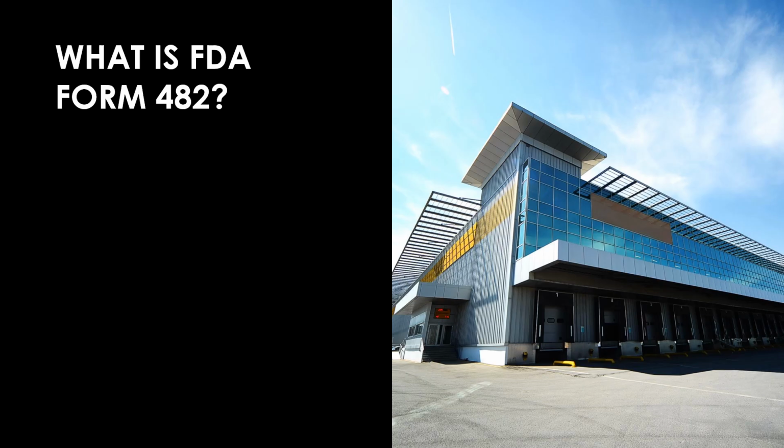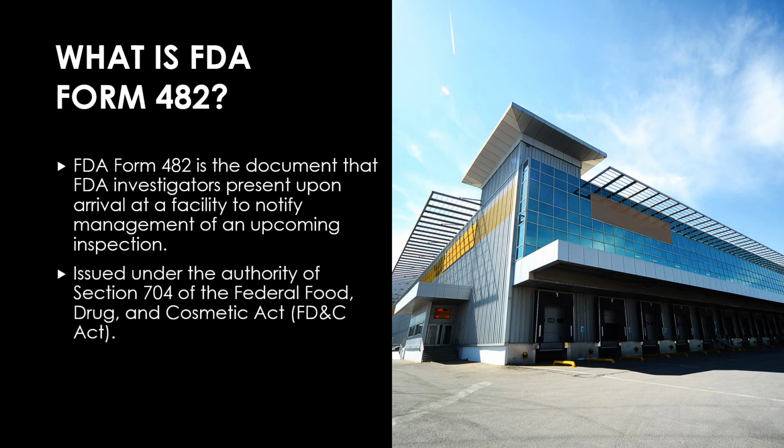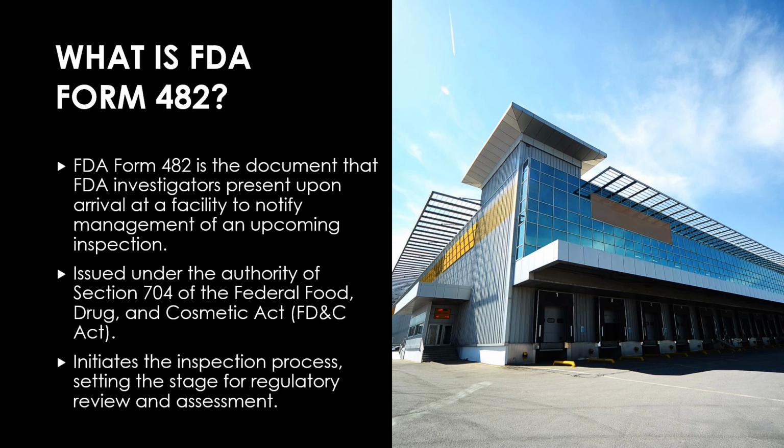Now, first of all, we will discuss what is FDA Form 482. So, FDA Form 482 is the document that an FDA investigator presents upon arrival at the facility to notify management of an upcoming inspection, right? FDA Form 482 is officially called the Notice of Inspection. It is a document that an FDA investigator presents at the beginning of an inspection, right? This form is issued under the authority of Section 704 of the Federal Food, Drug and Cosmetic Act. So it initiates the inspection process, setting the stage for regulatory review and assessment.